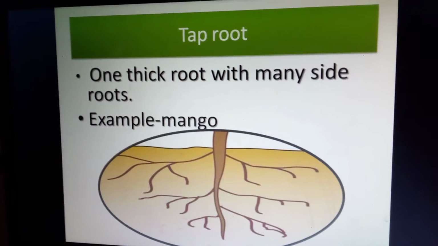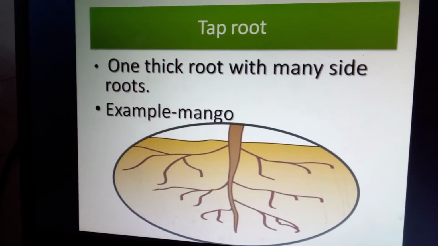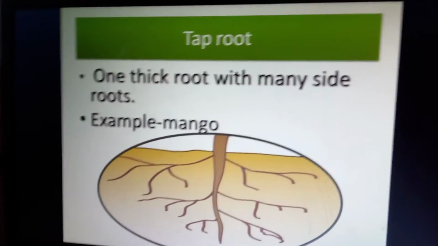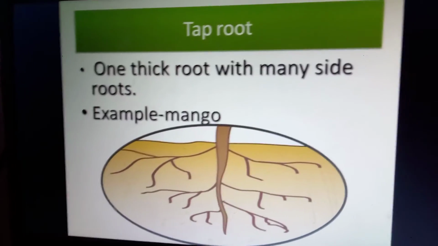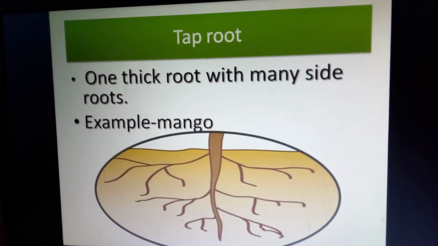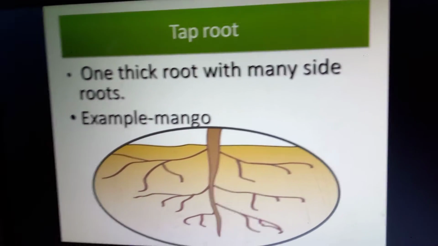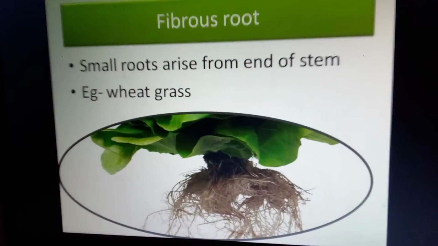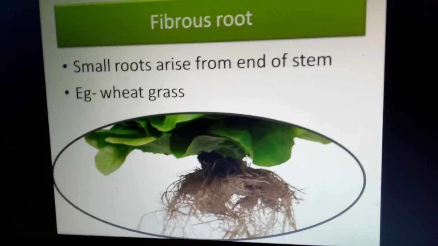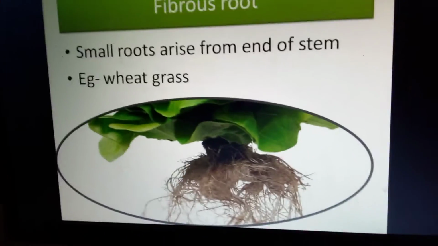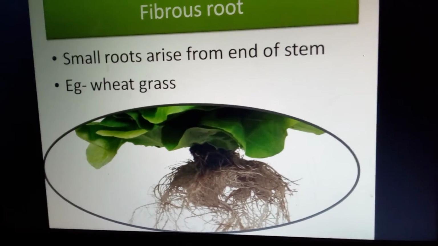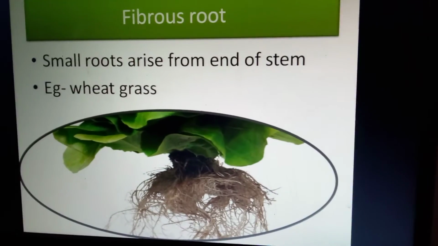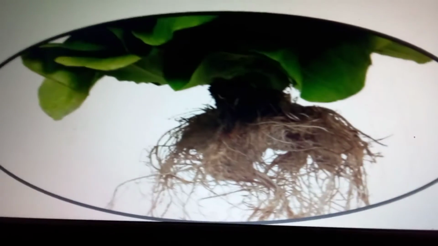Taproot. Taproot is one thick root with many side roots. Example: mango, neem, etc. This is the picture of taproot. Fibrous root. Small roots arise from the end of the stem. Example: wheat and grass. So this is the picture of fibrous root.